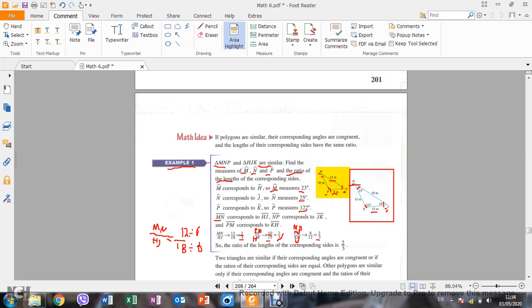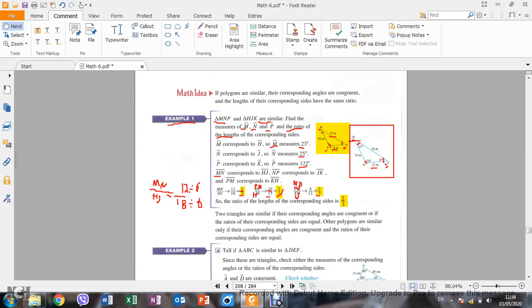Look, MN to the other, this is 2/3. So this one is again, and the last one. Look, all of them are the same, because the ratio of the lengths of corresponding sides is 2/3, which means the sides correspond to each other. Okay, we write directly like this. You should tell me the ratio of the lengths of the corresponding sides is 2/3.